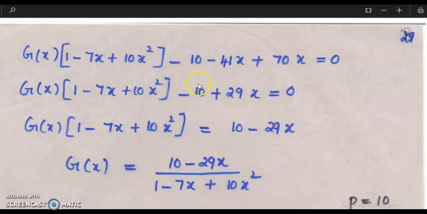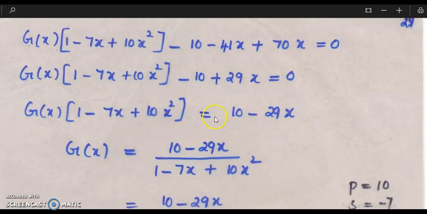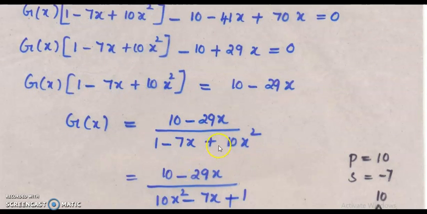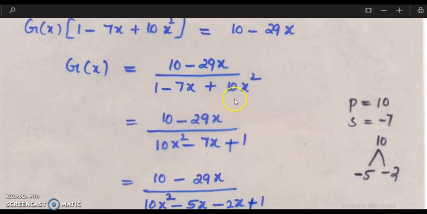So now g of x is equal to, adding minus 41x and 70x, it is plus 29x. Take these two terms to the other side. It becomes 10 minus 29x. Now g of x is 10 minus 29x divided by this term. This is in product, right? So we get 1 minus 7x plus 10x square in the denominator. Now you can rewrite the denominator as 10x square minus 7x plus 1.